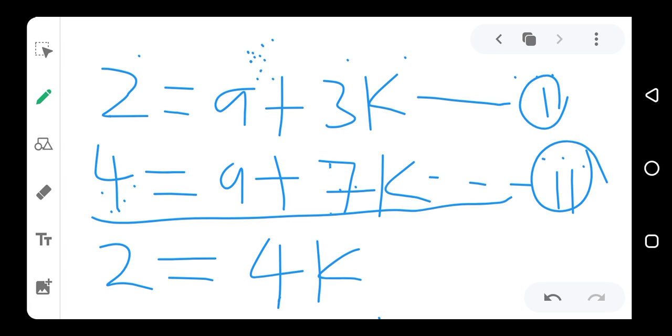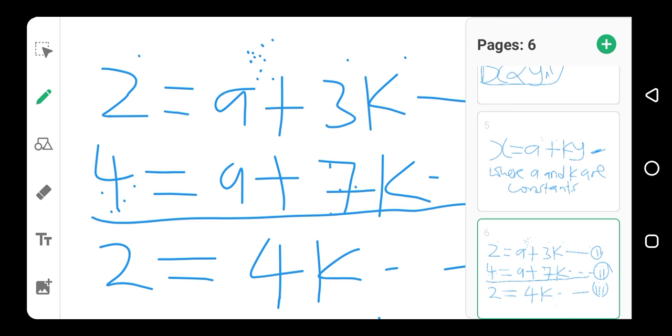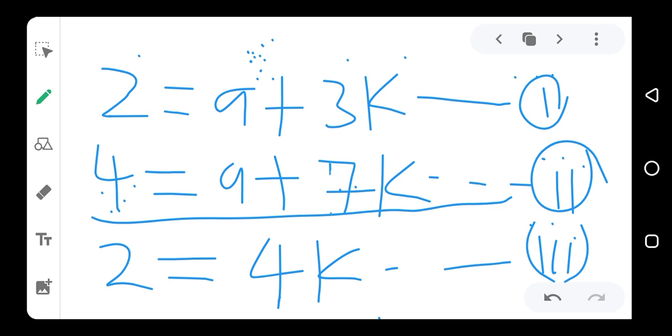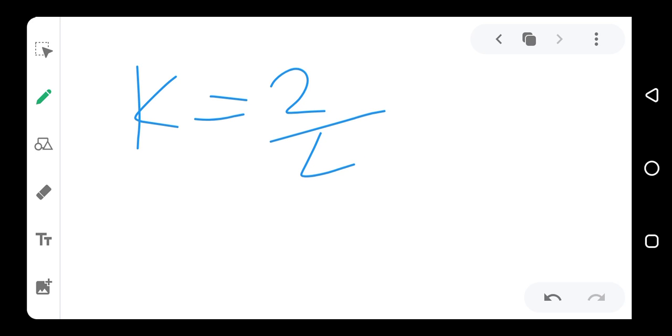Now we can call this equation 3. Now from this equation 3, let's get the value of k. 2 is equal to 4k. Now what it means is that k is equal to 2 divided by 4.